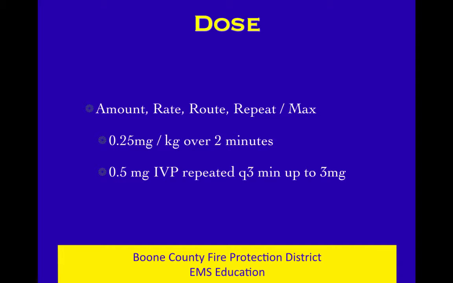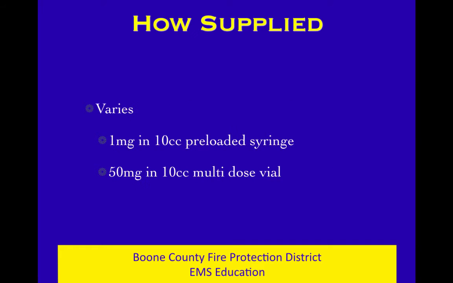Adenosine, what's the dose for adenosine? 6 milligrams rapid IV push through a proximal vein followed immediately by a flush, repeated 1 time at 12 milligrams. There you go. There's the dosing information. So I just wanted to kind of set the stage for the med cards and give you an idea of some of the stuff that you need to know and why you need to know it.